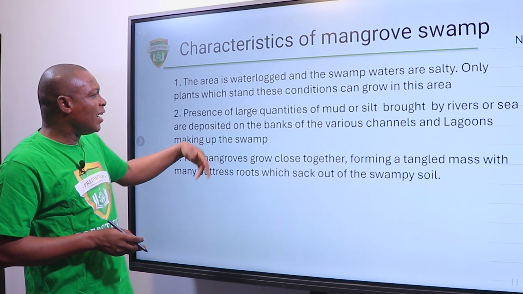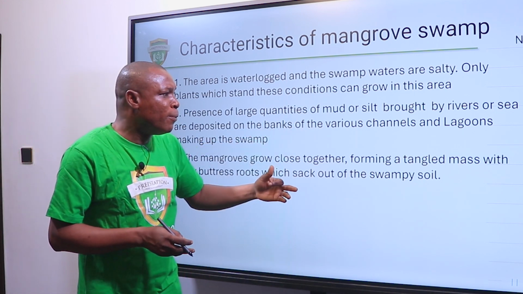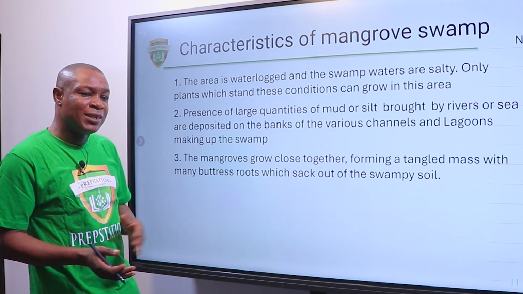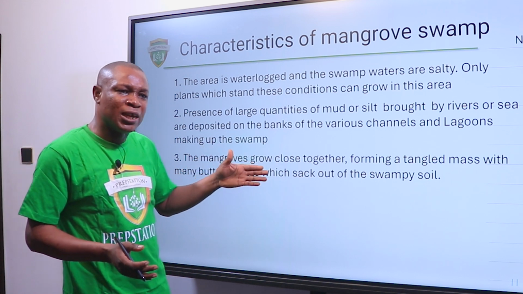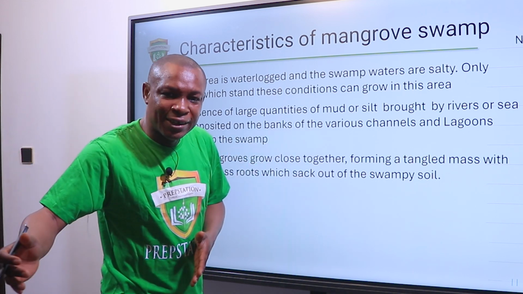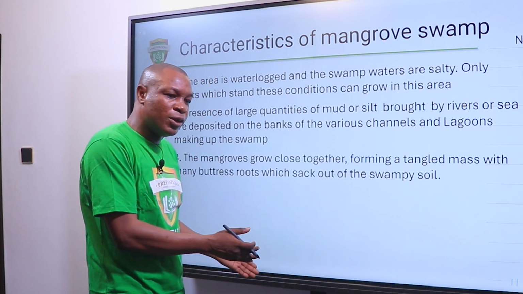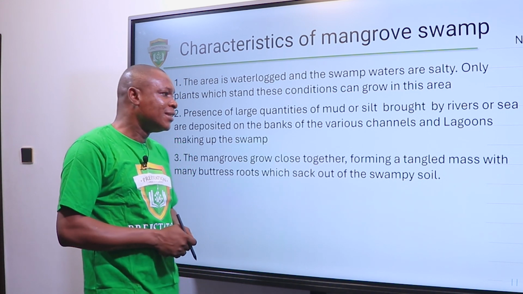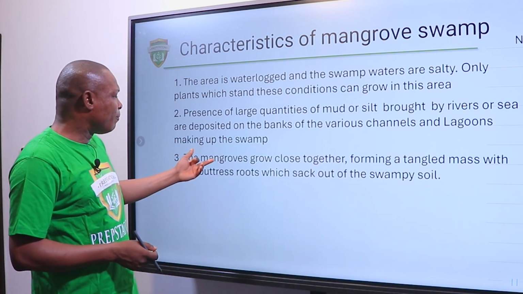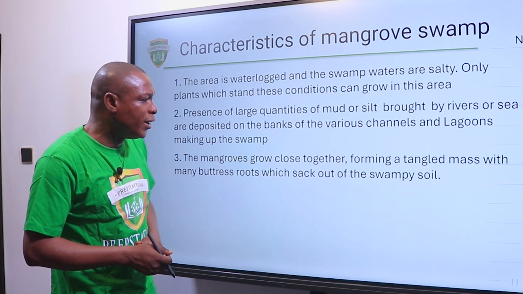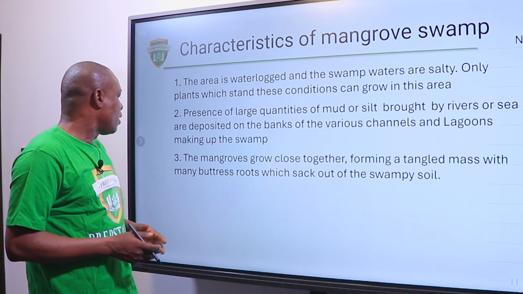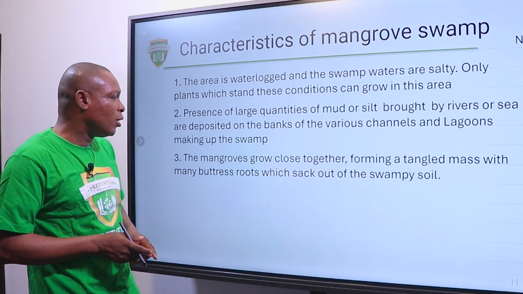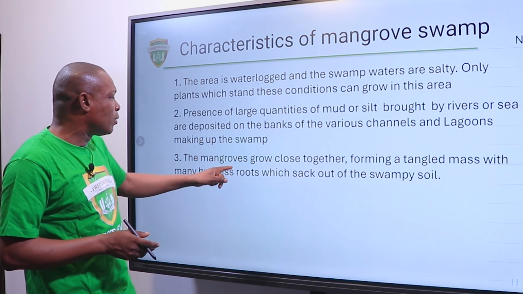You also have large quantities of mud or silt brought by the river. This kind of vegetation is found in the coastal community. So you always have the waves bringing deposits of mud and silt into the shoreline. The mangrove swamp trees grow close to each other, forming a tangled mass with many buttress roots which sprout out of the swampy soil. We'll look at this particular characteristic, the buttress.